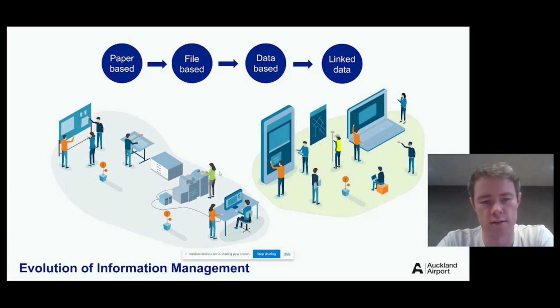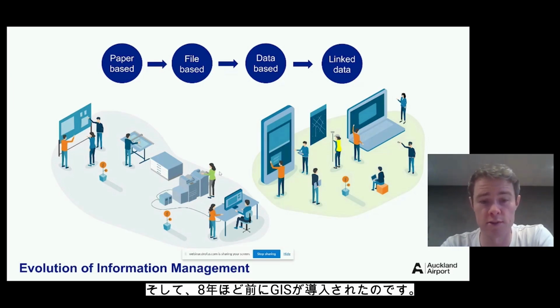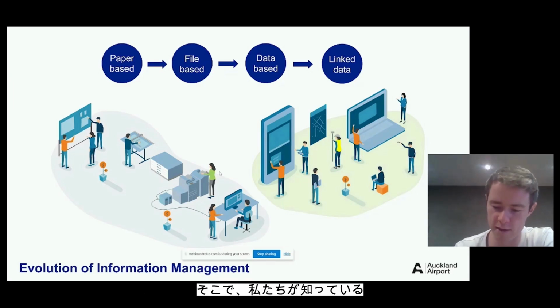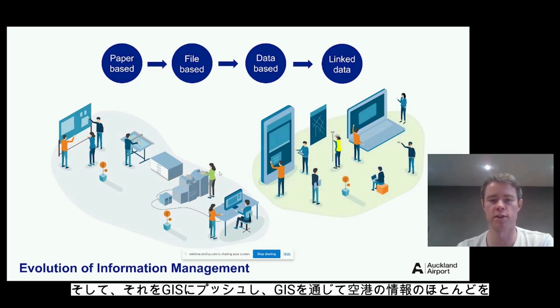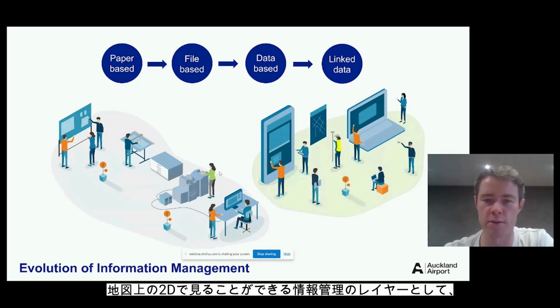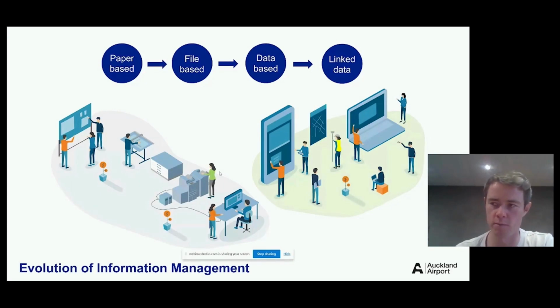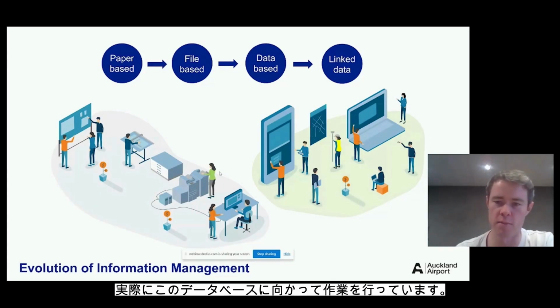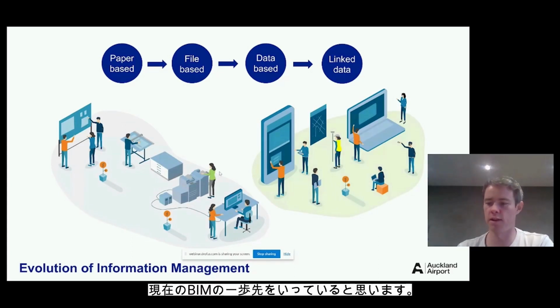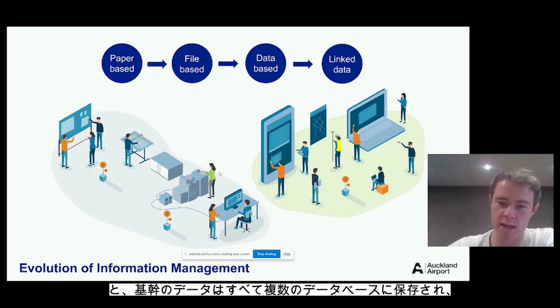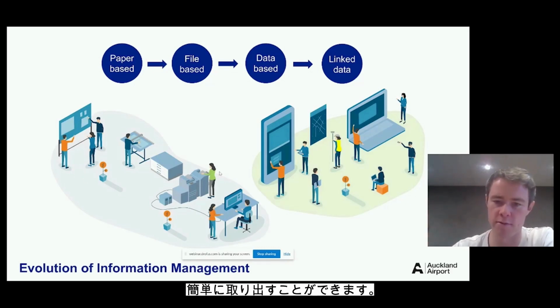And then around 8 years ago, GIS was introduced to the business. So this was taking the 2D data that we knew of, converting it to CAD, and then pushing that up to GIS and actually working towards this data-based layer of information management, where we can view most of the airport's information in 2D on a map through GIS. GIS is, I guess, one step ahead of where BIM currently is, in the sense that you can have multiple pieces of visual information, and all the back-end data can be stored in multiple databases, and it can be easily retrieved.